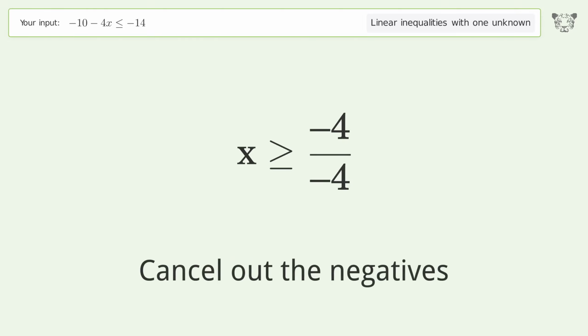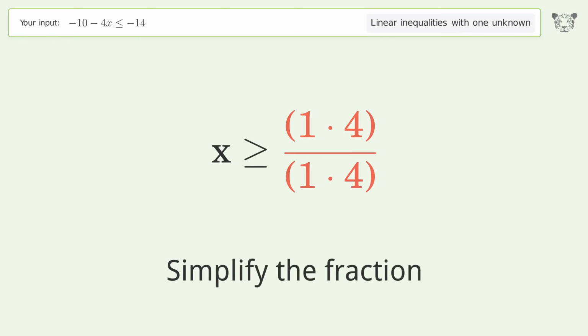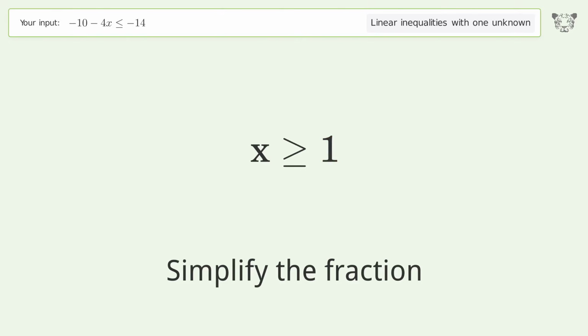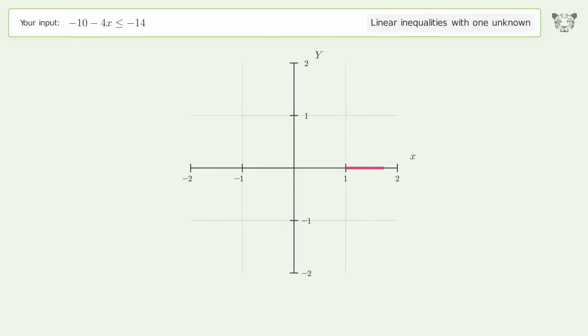Cancel out the negatives. Simplify the fraction. Plot the solution on a coordinate grid. And so the final result is x equal or greater than 1.